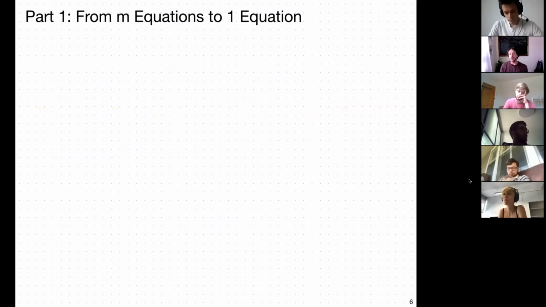Okay. So there are 3 main parts. The first one will be to go from m equations to 1 equation. Part 2 would be how to solve this 1 equation. And part 3 would be how to combine it with low degree testing to make sure that everything is structured properly. So before I start with the first part, any questions?